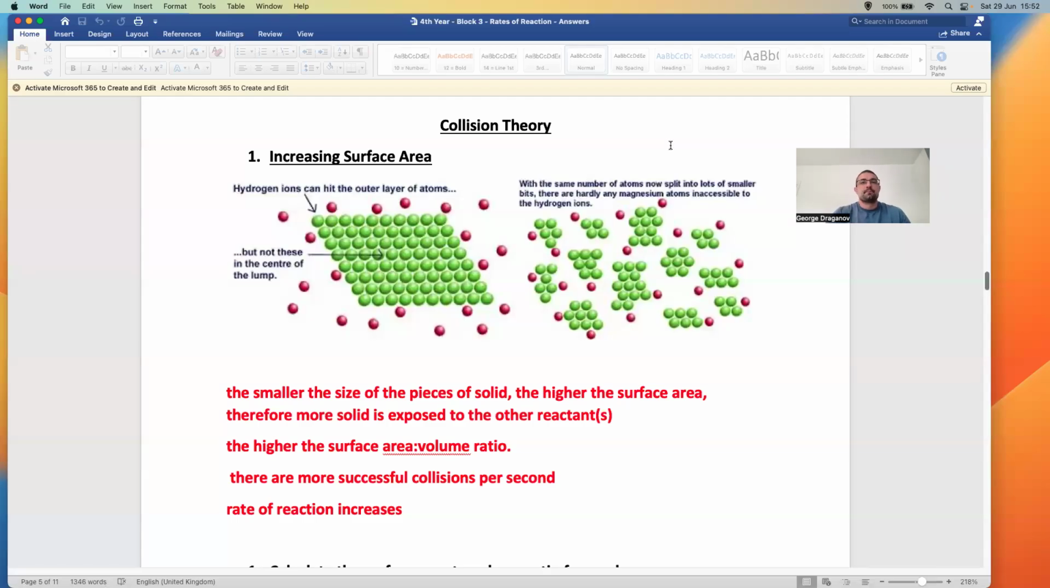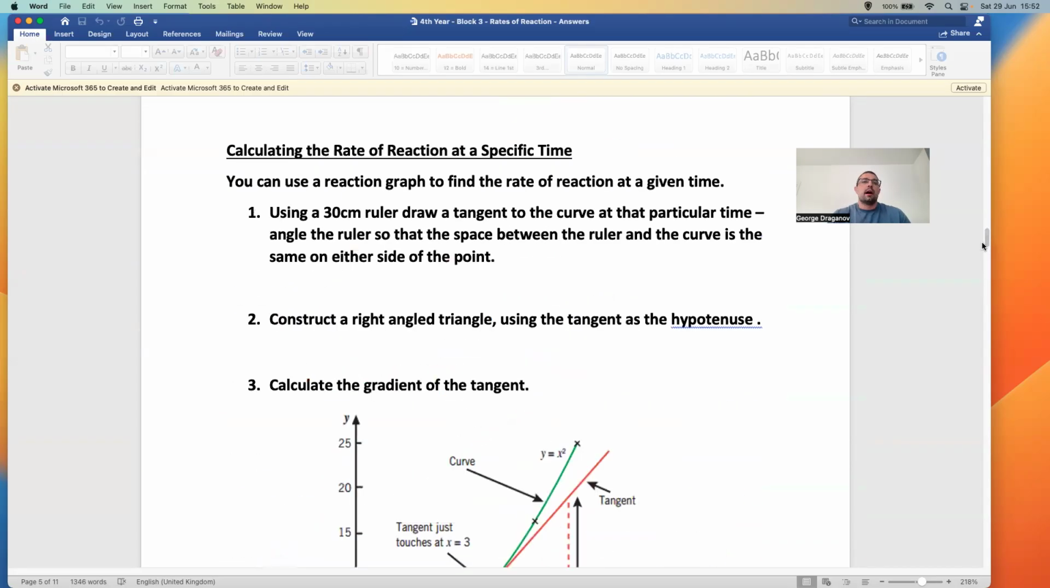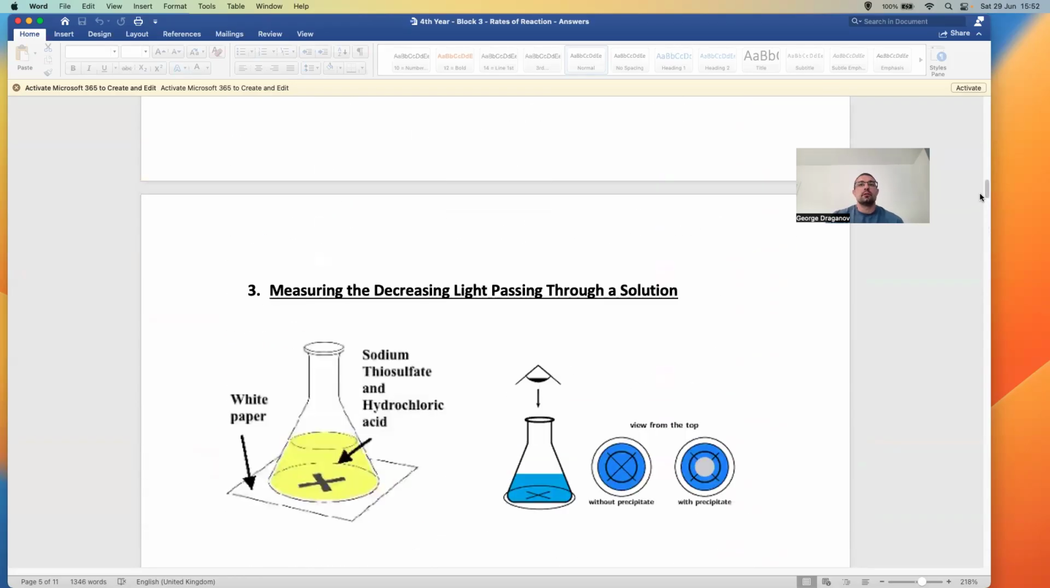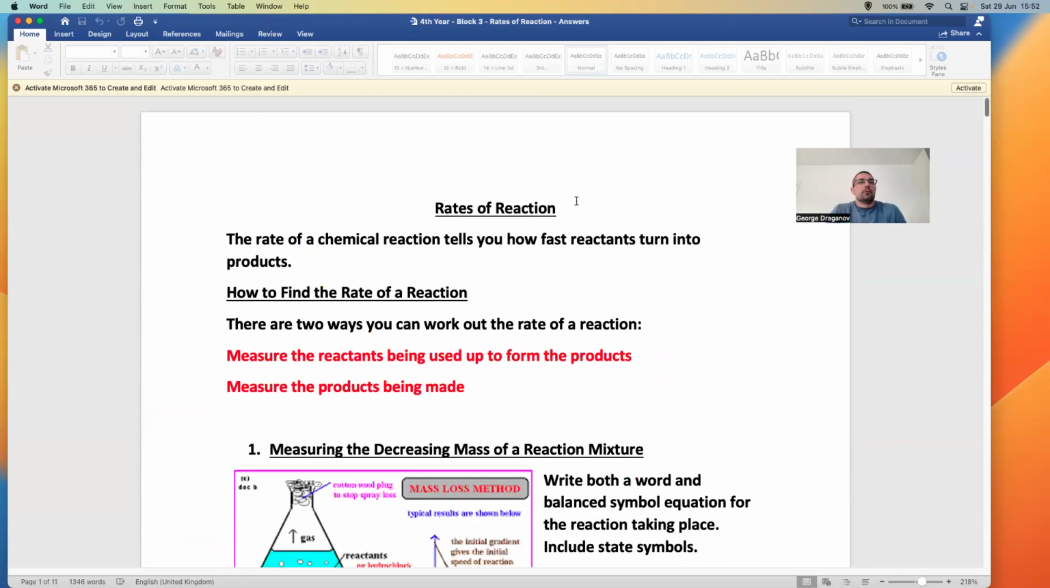Rates of reaction. Today we're going to look at rates of reaction and how to measure the rate of a reaction for different changes in conditions. So the first thing to consider is, what does rate of reaction actually mean? Well, rate means how fast something is.